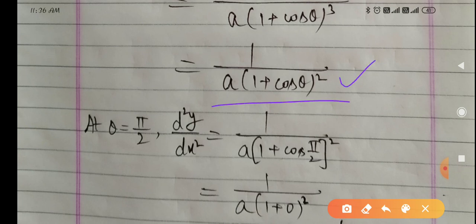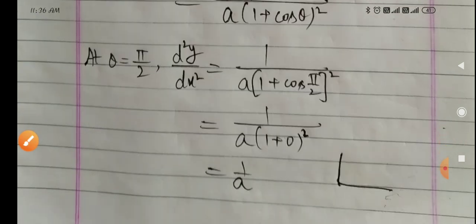But you have to find d2y upon dx2 at theta equals pi by 2. Now you put theta equals pi by 2 in the value of d2y upon dx2. I have put here 1 upon a into 1 plus cos pi by 2 whole square. So 1 upon a into 1 plus 0 whole square. So the final answer is coming 1 upon a.